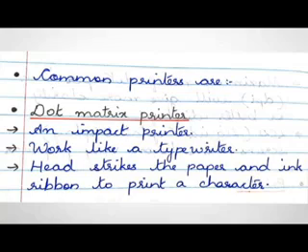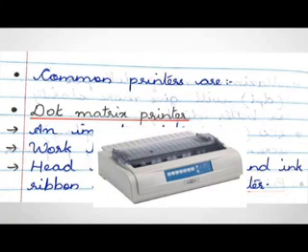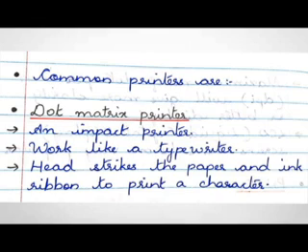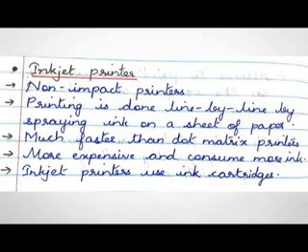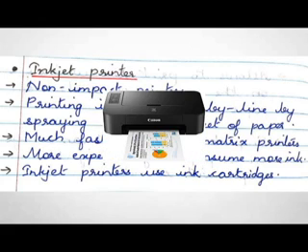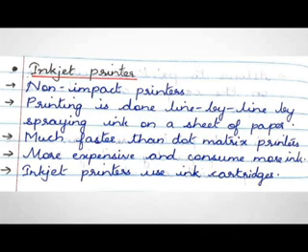First one is dot matrix printer. It is an impact printer which works like a typewriter. The printer head strikes the paper and ink ribbon to print a character. Second one is inkjet printer. It's a non-impact printer. Printing is done line by line by spraying ink on a sheet of paper. These are much faster, more expensive and consume more ink. Inkjet printers use ink cartridges.